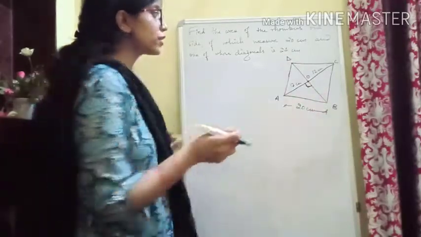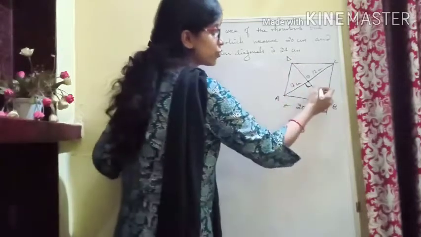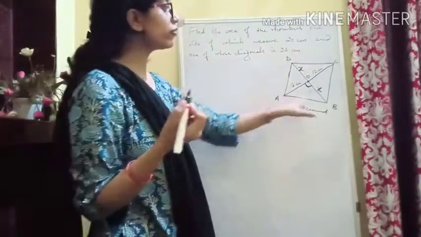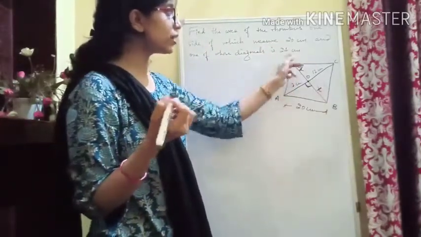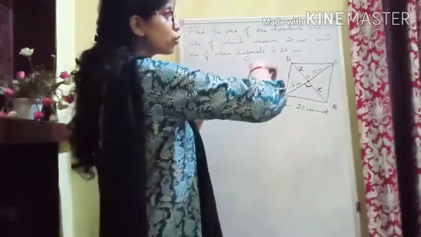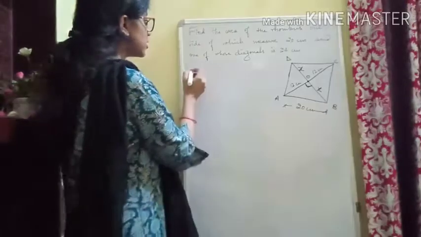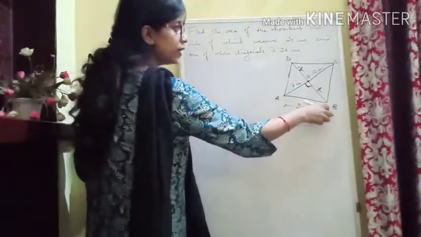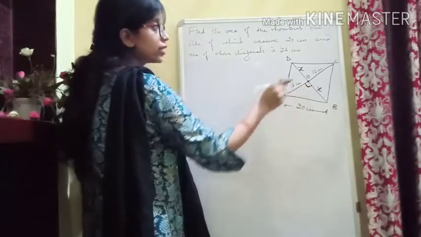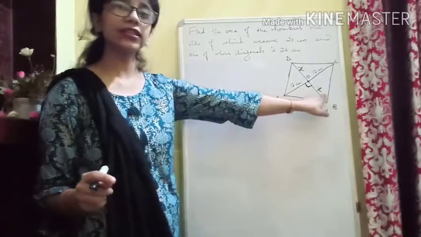Now how to calculate? We know the diagonals bisect, so if this is X, this would also be X. Somehow if we can calculate X, we double it, then we get the diagonal BD, and once we have both the diagonals, we can apply the formula. Now, can you see triangle AOB? In triangle AOB, it is a right angle triangle at O. That means here we can apply Pythagoras and calculate this X.